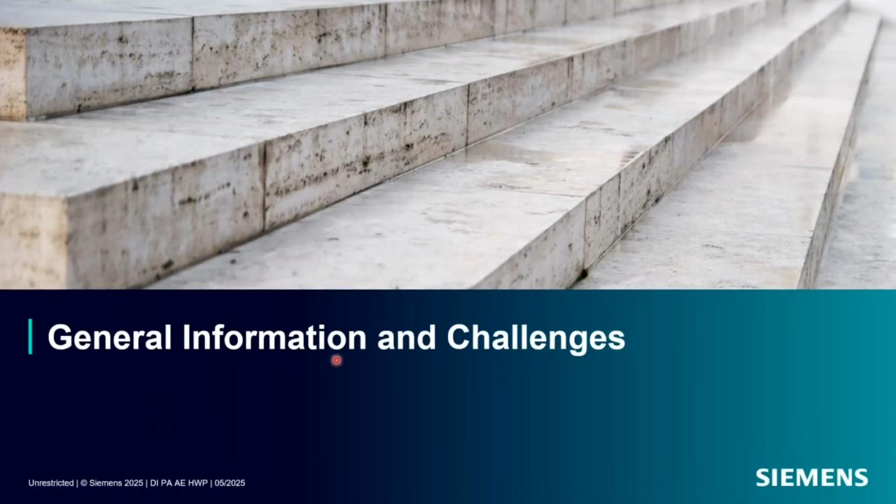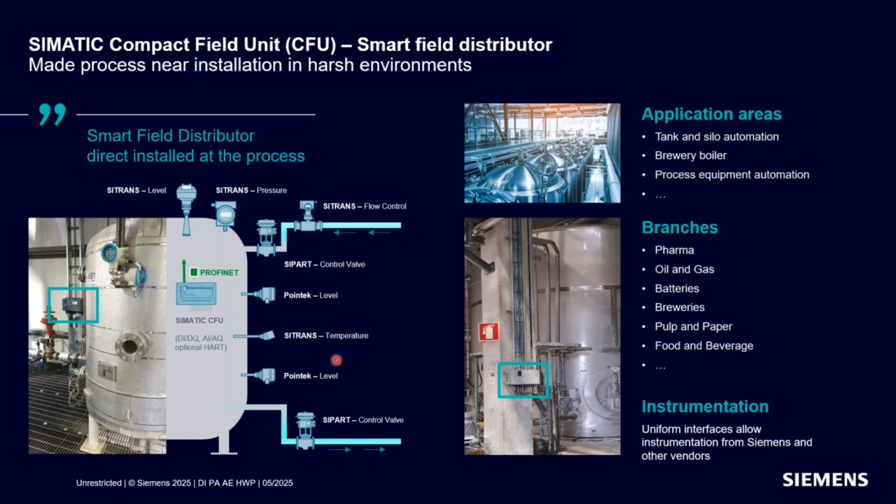But let's start directly with general information, and therefore the first slide I want to use introduces what the SIMATIC Compact Field Unit is in general. If I had only one sentence to describe it, I would say: it's a smart field distributor installed directly at the process. What does it mean? I think the picture shows it quite well.